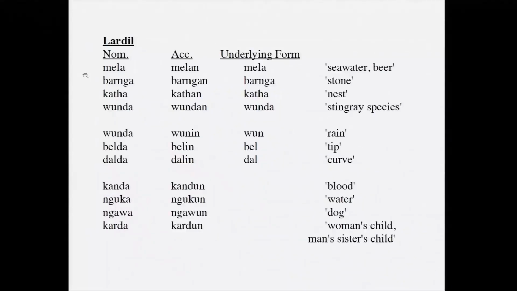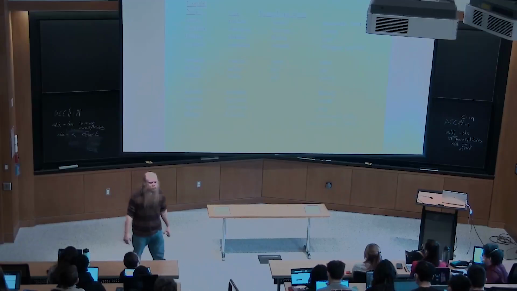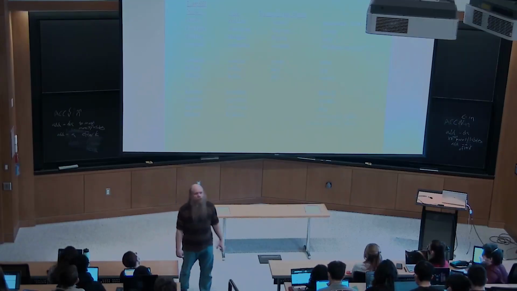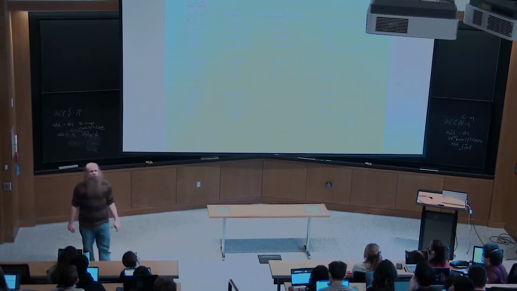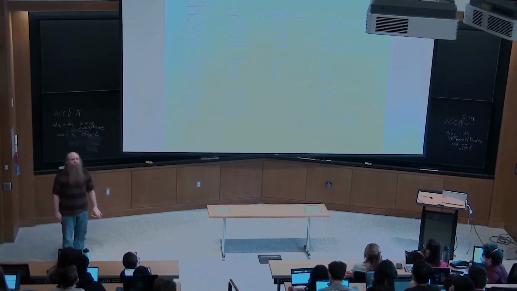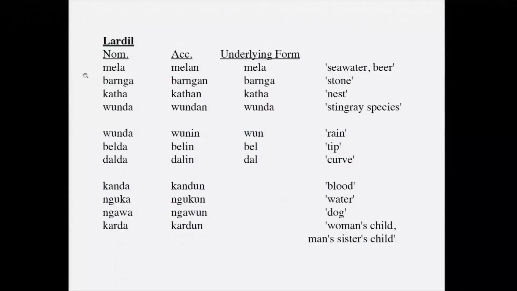Okay. I think this is the last set of Lardil data I was going to show you, if I'm remembering right. No, it's not. There are some others. Sorry. Ganda is blood. Ngoga is water. Ngawa is dog. And Garda is a kinship term. Lardil kinship terminology is extremely different from ours in ways that it would take a long time to explain. But kada roughly means a woman's child or a man's sister's child. No, I won't try to explain that to you. It's very interesting, but I refuse to talk about it right now.